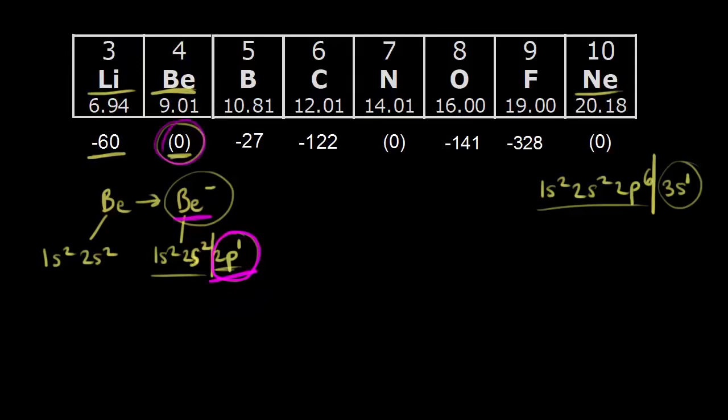Beryllium has no value for electron affinity, or it's actually a very positive value, and we just say it has a 0 value. Next, let's look at boron here. So this gives off negative 27 kilojoules per mole.